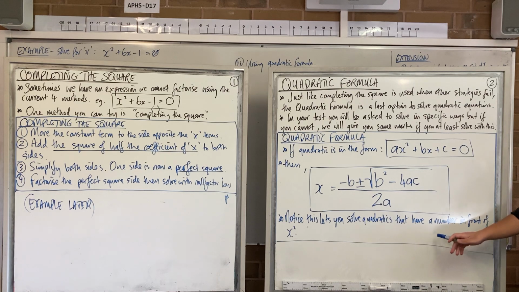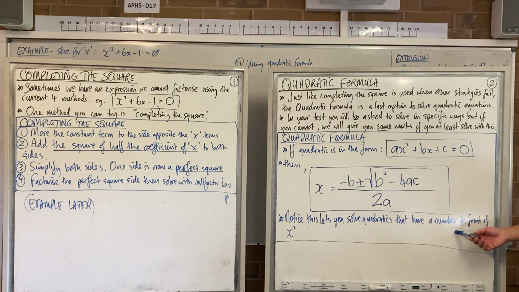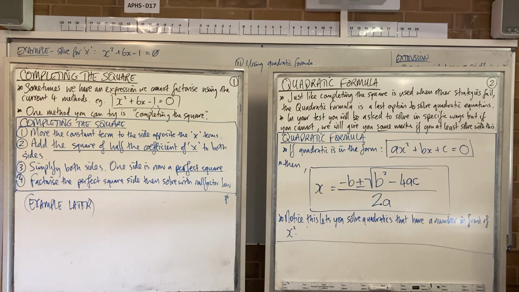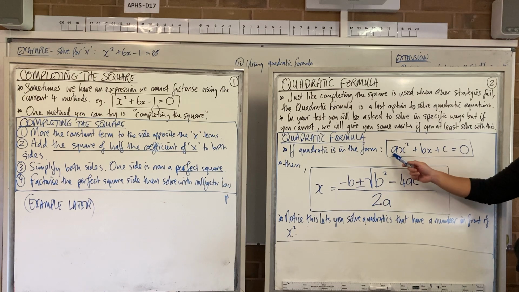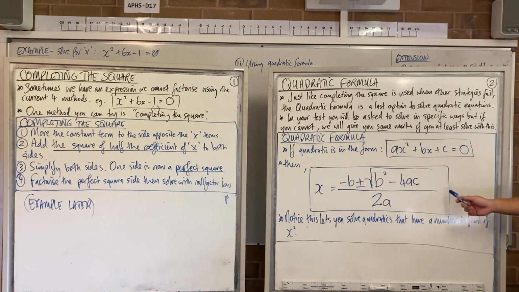What is special about this? Notice, please, that this lets you solve quadratics that have a number in front of x squared. I have not shown you any way to solve a quadratic that has this. So that's maybe one of the reasons why you would choose to use this. Can you get this one down, please? And then I'll show you how to use these both. So until 10 past, so like 4 minutes from now, can you get this quadratic formula down?